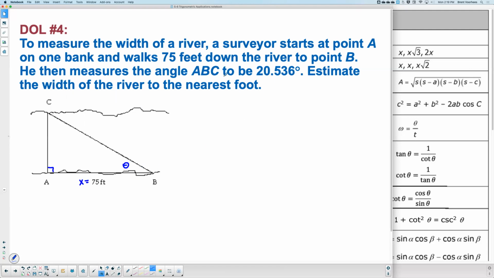The one thing on your DOL, it says you start at point A and you walk to point B. So you walk this way to point B. He then measures the angle ABC. When it says ABC, B is the middle letter. It means this angle here, this theta, is 20.536. Estimate the width of the river. This would be the width of the river, not the length from B to C. That's what you're looking for right here. So I'll let you solve however you want to do so, but those are your values.